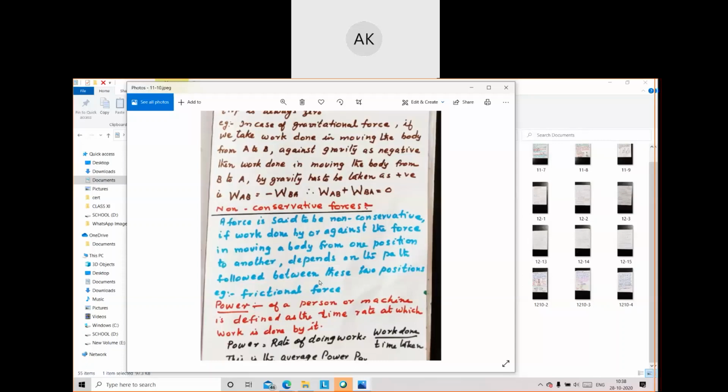So it is a non-conservative force. Frictional force is non-conservative: work done to take the body from one position to another depends upon the nature of the path followed. So a force is said to be non-conservative if work done by or against the force in moving a body from one position to another depends on the path followed between these two positions. Friction is such a non-conservative force. I think you understood conservative and non-conservative.